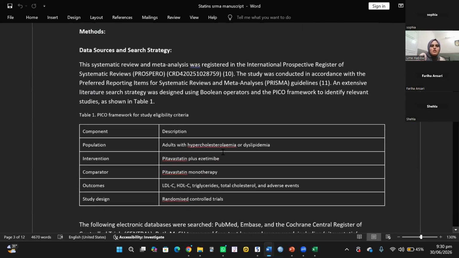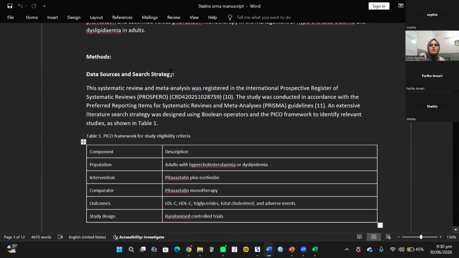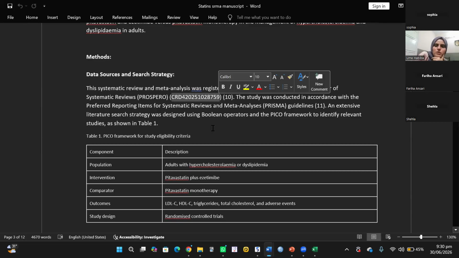Now comes the method section, right? In the method section, first you tell data sources and search strategy, right? I'll read it. It's literally a process that you're describing. This systematic review and meta-analysis was registered in PROSPERO. I told you, you have to write the registration number. This was the registration number of PROSPERO. The study was conducted in accordance with the PRISMA guidelines, right? An extensive literature search was designed using Boolean operators and the PICO framework to identify relevant studies.